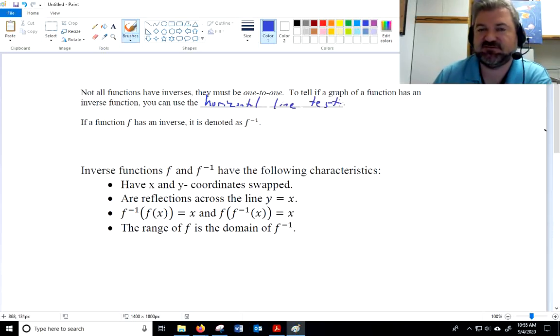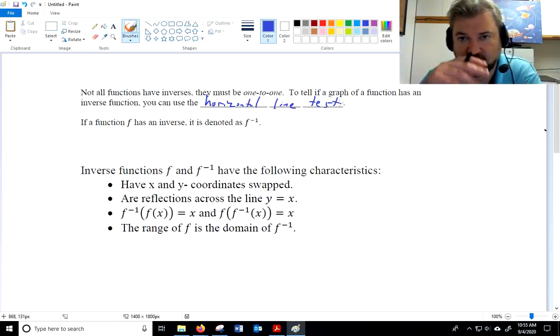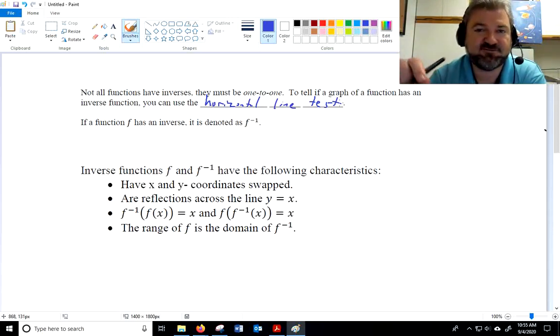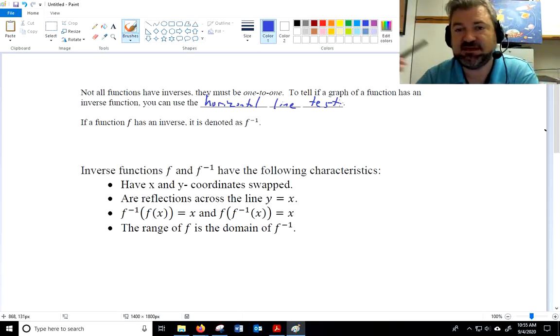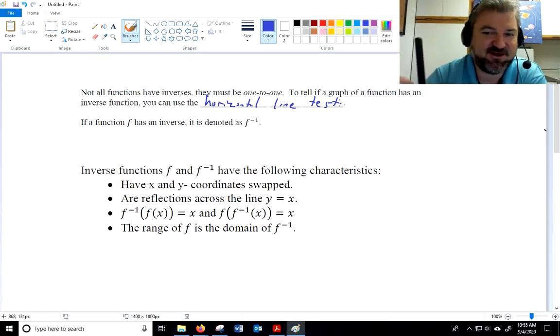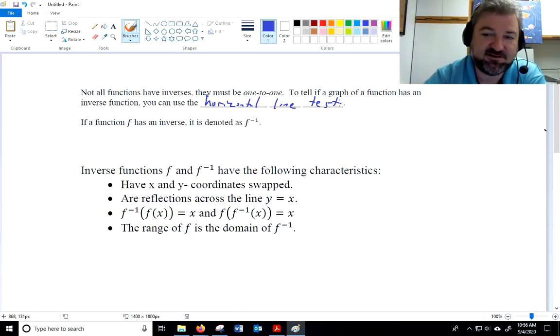The horizontal line test works because when you find an inverse, all the x's and y's will switch. The nature of an inverse is it takes your y back to x. So if your function does not pass a horizontal line test, then when you invert it, those horizontal lines are now vertical lines. So the inverse would not pass the vertical line test. So that's how we can tell if a function has an inverse. We know it's a function if it passes the vertical line test, and we know it has an inverse function if it passes the horizontal line test.